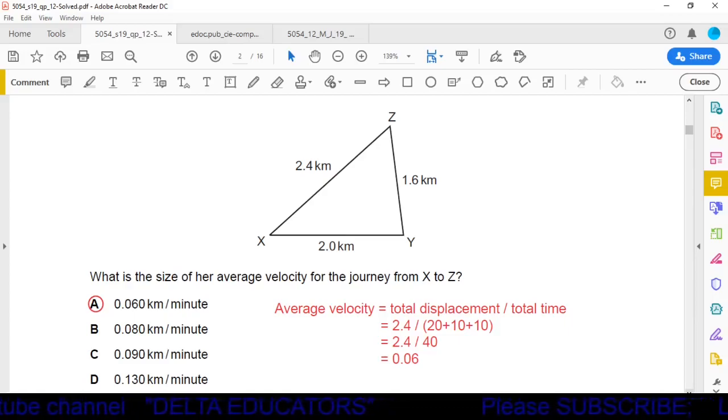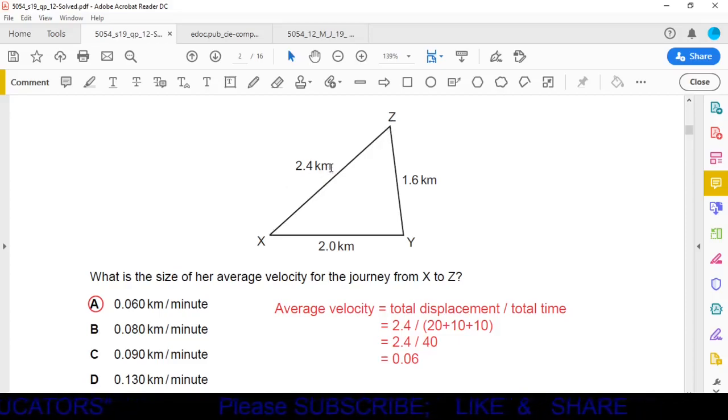There is a difference between average speed and average velocity. If it is asked what is average speed, then we have to divide total distance by total time, and if it is asked what is average velocity, then we have to divide total displacement by total time. And what is displacement? Displacement is the minimum or shortest distance between the initial and final point. So we can say our displacement is the distance from point X to point Z, which means displacement is 2.4.